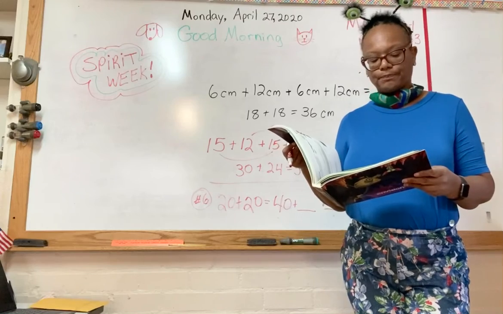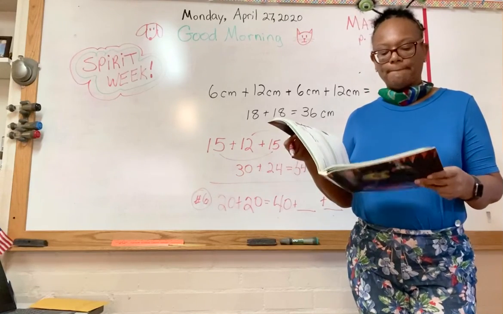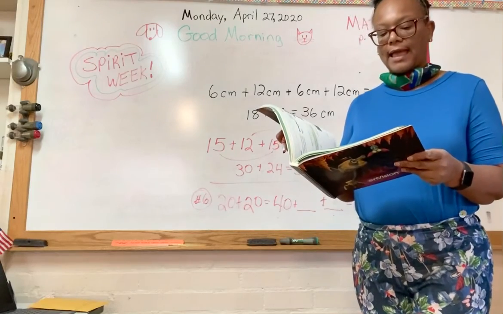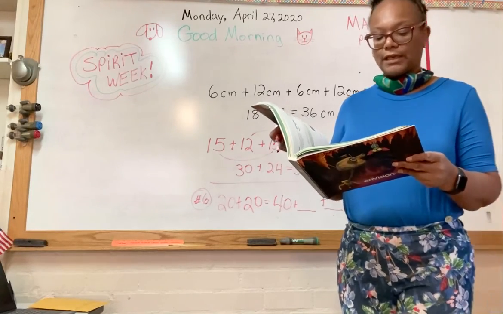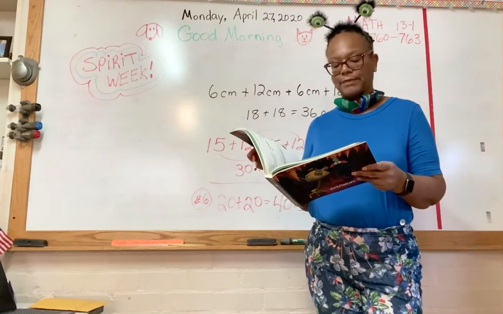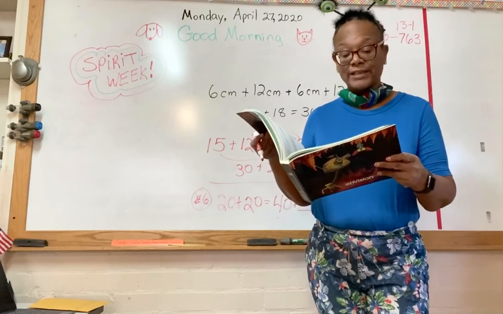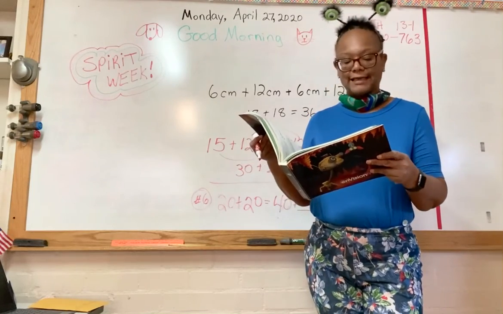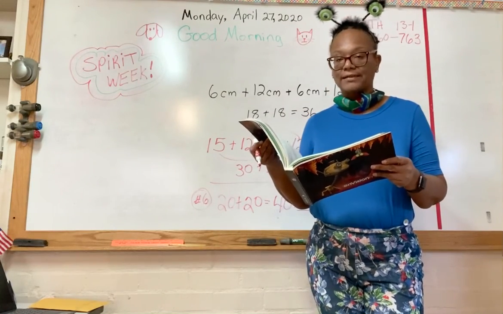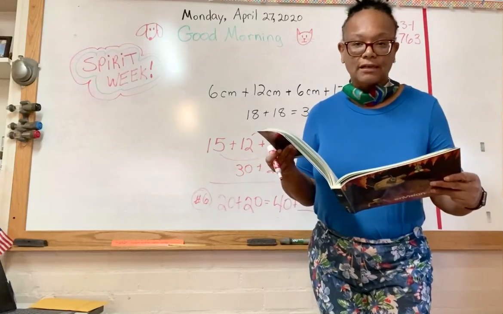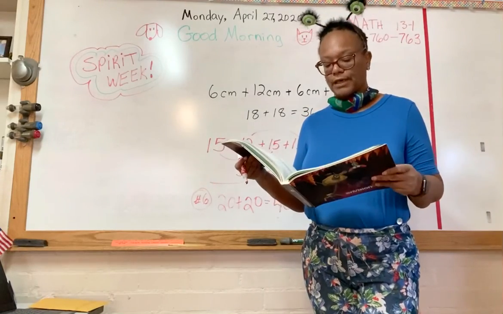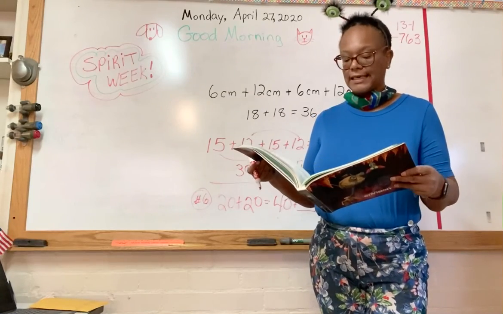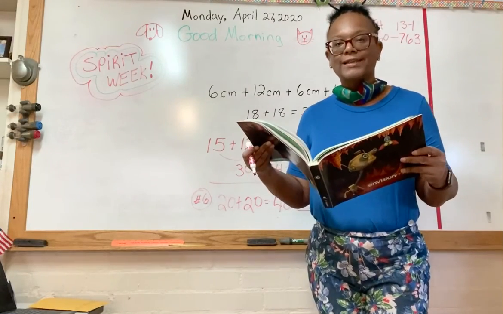At the bottom, number 8, Ben measures the length of a leaf and a plant. The leaf is 15 centimeters. The plant is 37 centimeters. How much shorter is the leaf than the plant? Do we add or do we subtract? Well, you're trying to find out how much shorter something is, so you should subtract.